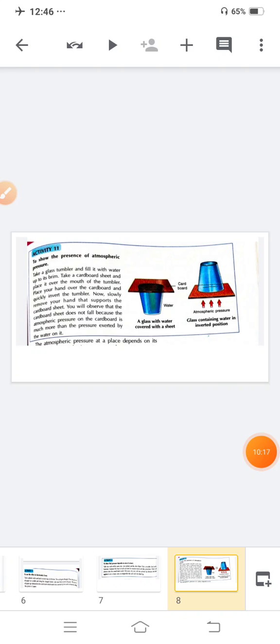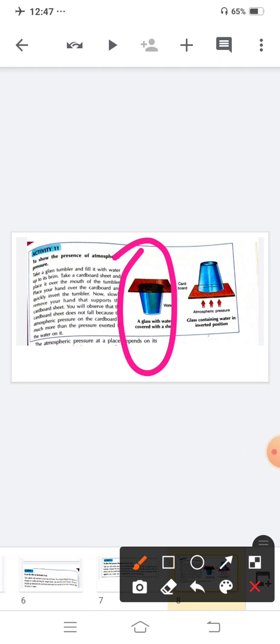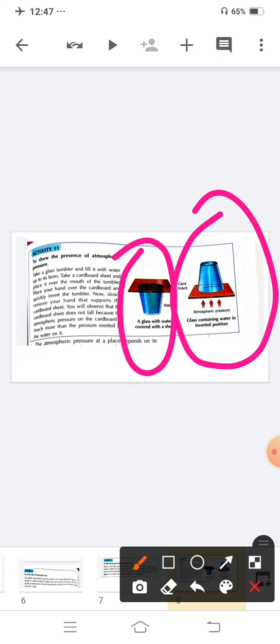Now the next one is you have to show the presence of atmospheric pressure. For this, you have to take a glass tumbler and fill it with water up to its brim. Take a cardboard sheet like this and cover it. Clear? Now place your hand over the cardboard and quickly invert it like this. And now remove your hand. What you will see, the water will not fall. Why? Because the atmospheric pressure is more as compared to the water pressure.